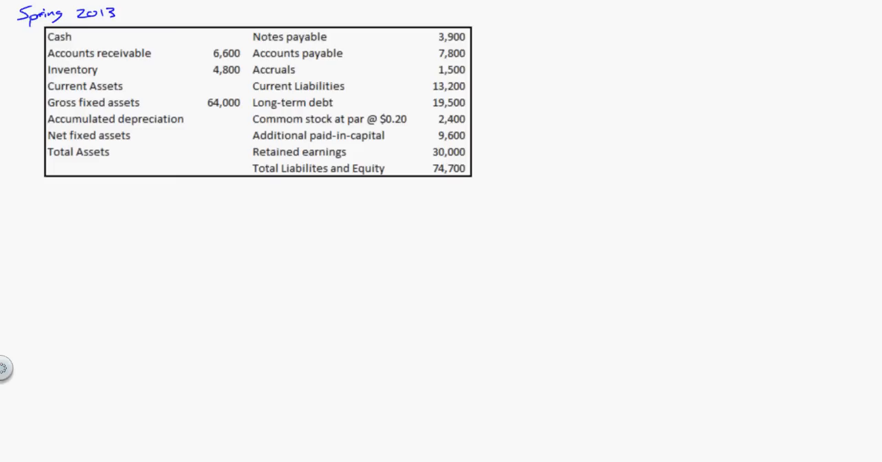Question number two, what is a common size balance sheet? The answer is D as in dog, a balance sheet with all the entries divided by total assets. And I highly suggest you learn what a common size income statement is. Alright, so let's go to question number three.